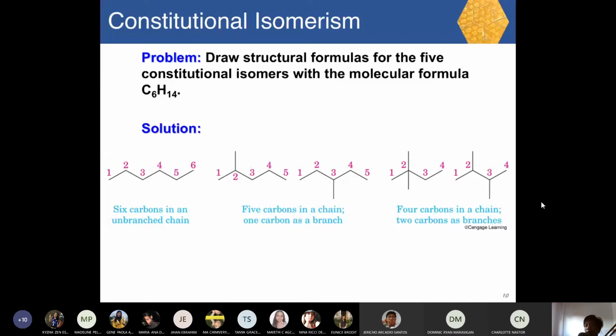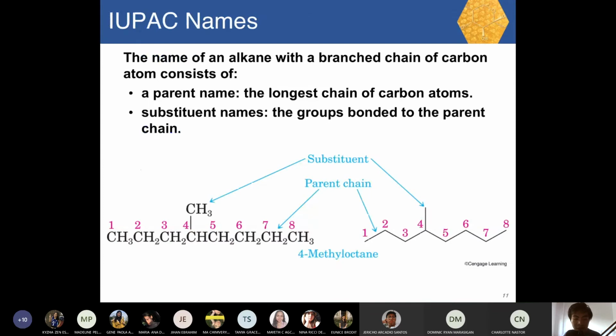Okay? So, ganun lang. Just a matter of imagination talaga, no? Kailangan alam nyo kung saan pwede idugtong yung kung ano-ano, no? Ganun lang yung constitutional isomerism. Okay? So, let's proceed now with our next goal.